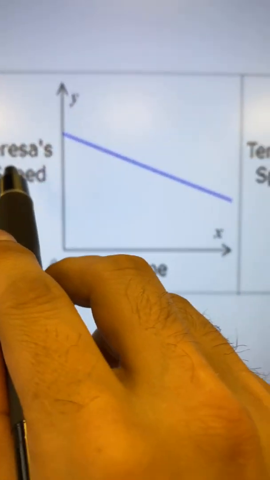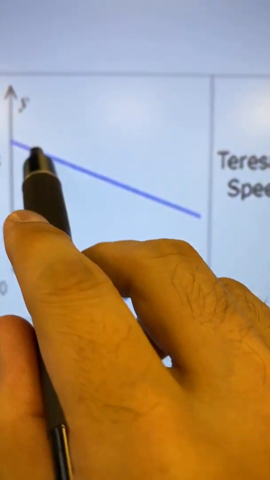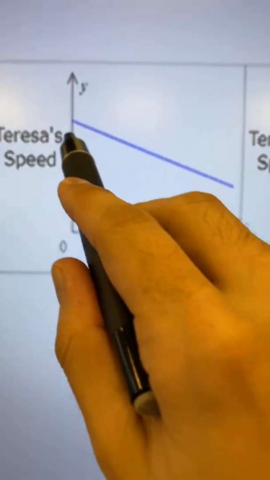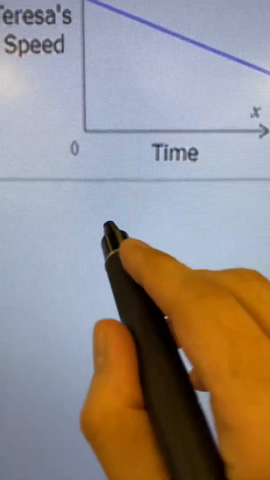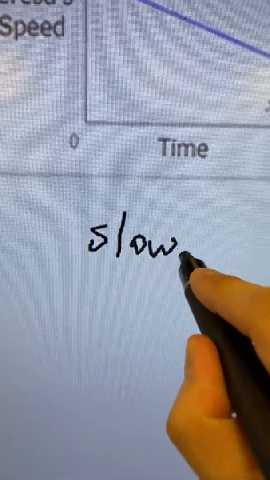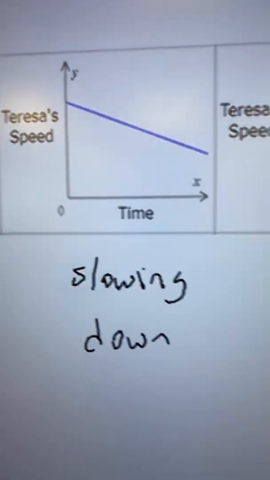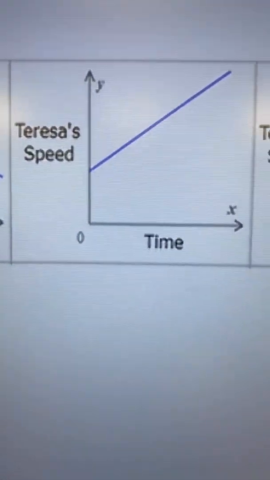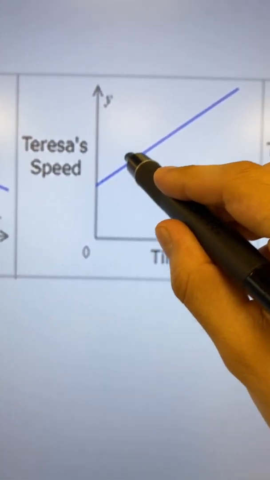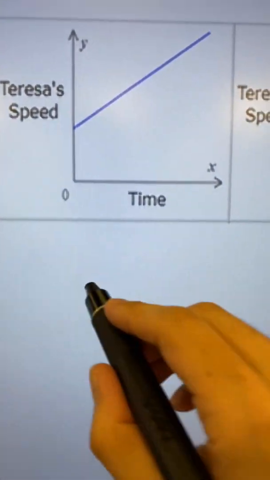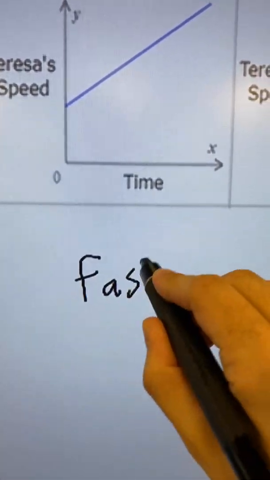Next case, what's happening to Teresa's speed is a decreasing slope. So in this context of speed, Teresa is slowing down. And then in this next one, what's happening to Teresa's speed, you can see that it's increasing. So it's going up. So if it's increasing, speed is increasing, that means you're getting faster and faster.